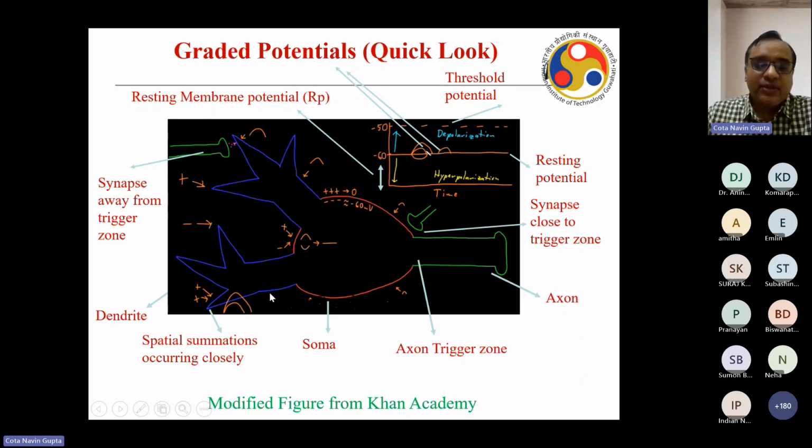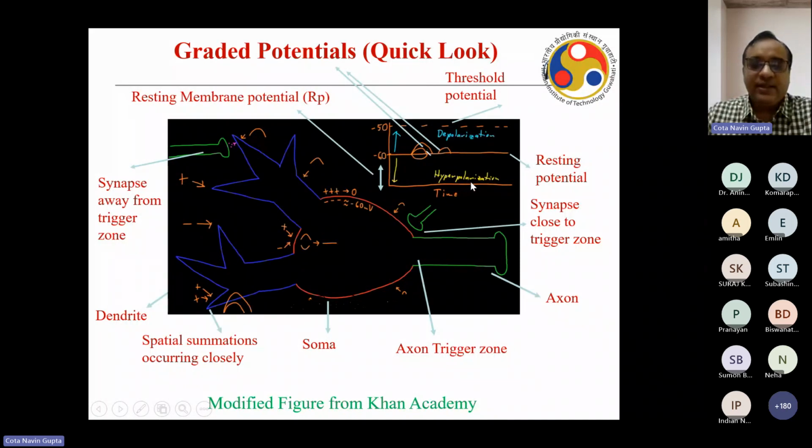What happens over here is that when there are multiple synapses happening, these are the graded potentials, which are nothing but changes in the membrane potential of the neuron. If the membrane potential changes from minus 65 towards, let's say, minus 50, then it's called depolarization. And if it becomes more negative, it's called hyperpolarization.